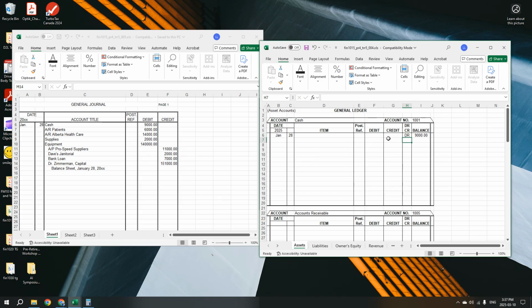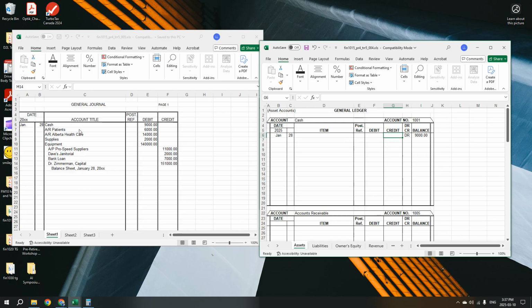Now, the rest of these columns, debit and credit, we're going to leave blank for now. We're going to use those when Dr. Zimmerman's clinic has actual business. All right, this is just what's called opening the ledger, opening the accounts.